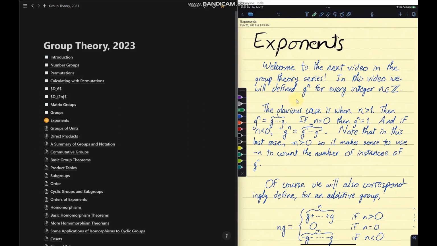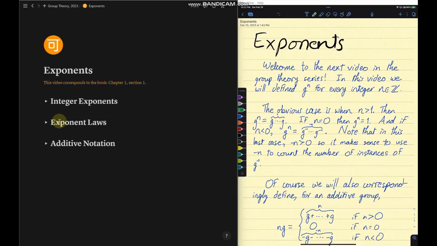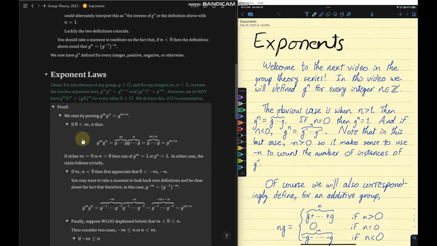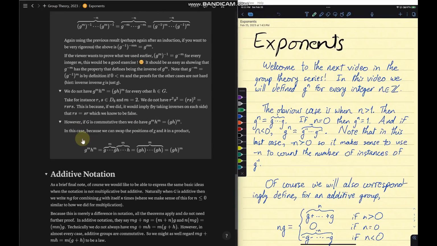In this video, we will define g to an exponent n for every integer n. You can see a preview of what will be in this video here.